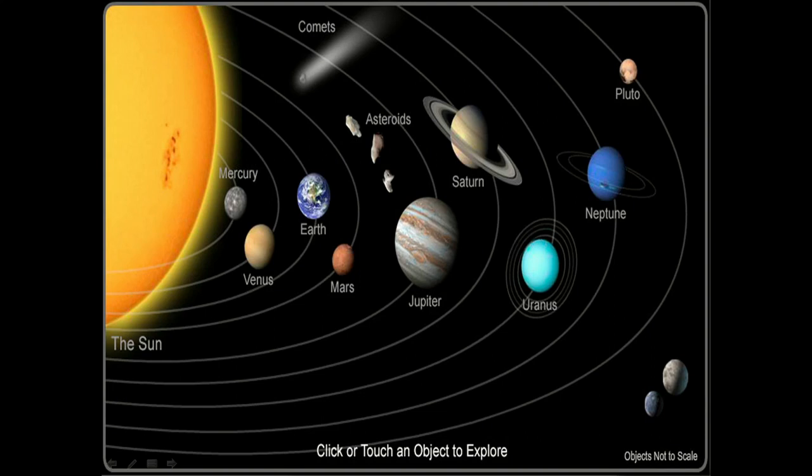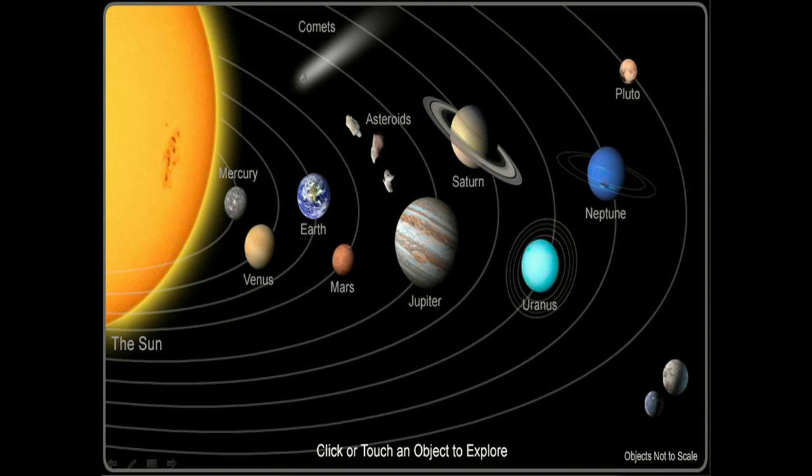Then after Jupiter, we have the beautiful planet with a ring, that is Saturn. And after Saturn we have Uranus. Then after Uranus we have the last planet Neptune, and the path of Pluto has also been shown here, which is termed a dwarf planet nowadays. Also you can see the comets.